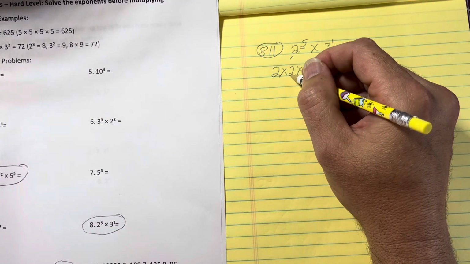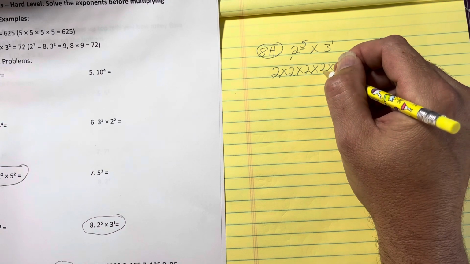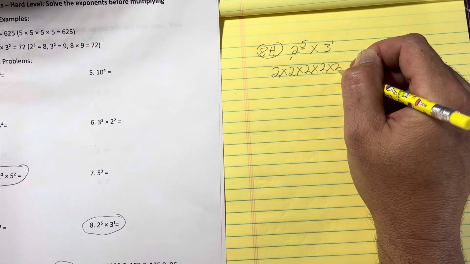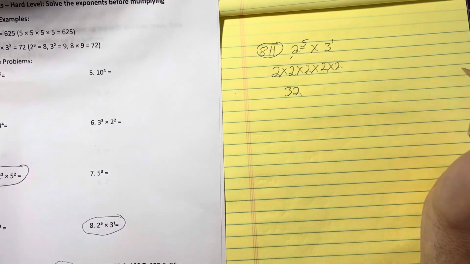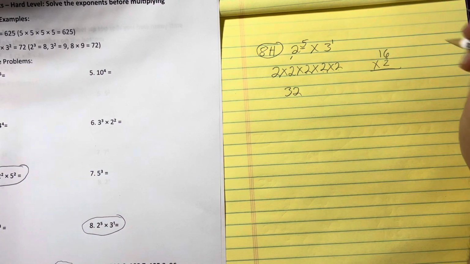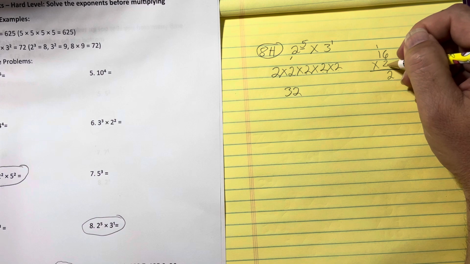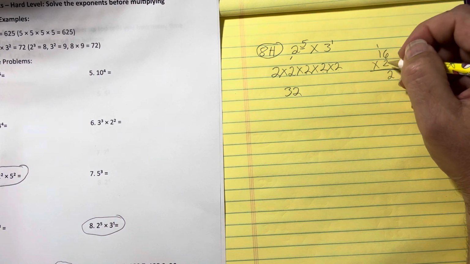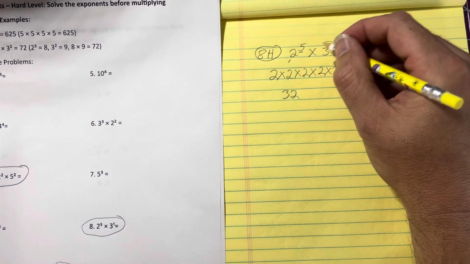2 times 2 is 4. 4 times 2 is 8. 8 times 2 is 16. 16 times 2 is 32. And if I didn't remember it, I would set up 16 times 2. Take my 10 seconds to do this. 2 times 6 is 12. Carry my 1. 2 times 1 is 2. Plus 1 is 3. 32. Oh, yep, checks out.